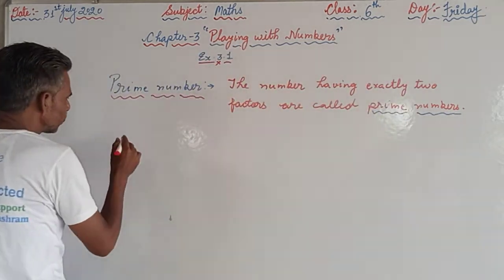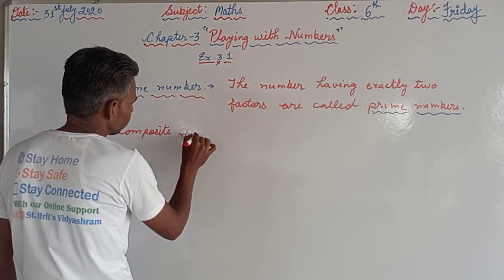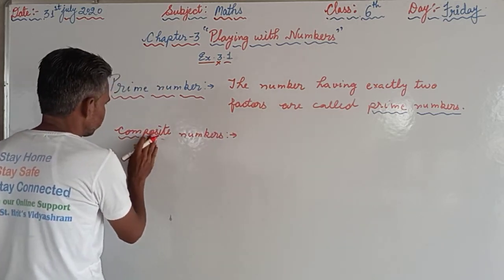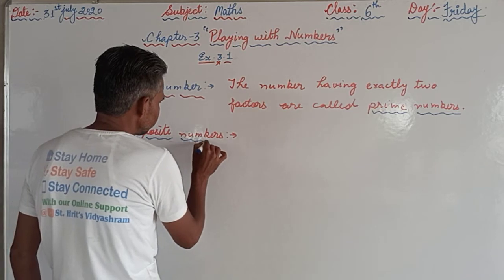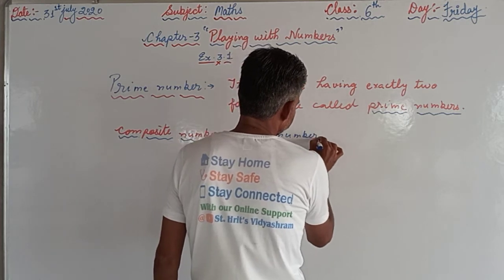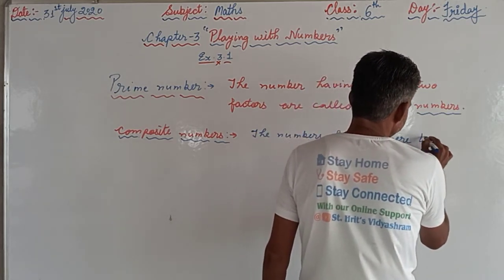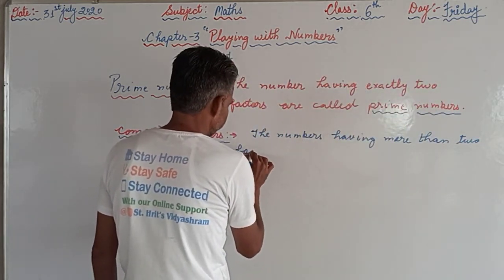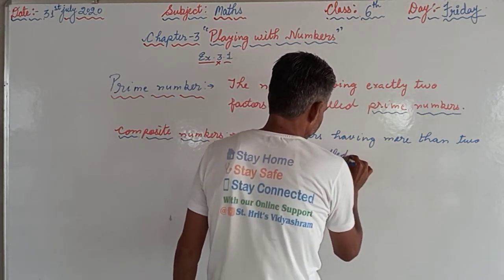Second one is the composite numbers. Prime numbers have exactly two factors, and the composite numbers, the numbers having more than two factors are called composite numbers.